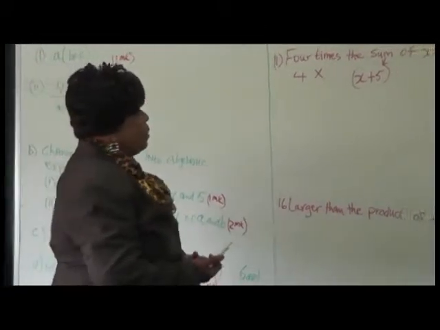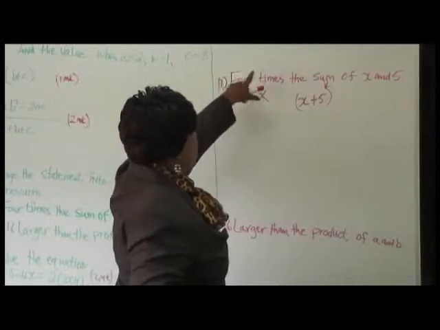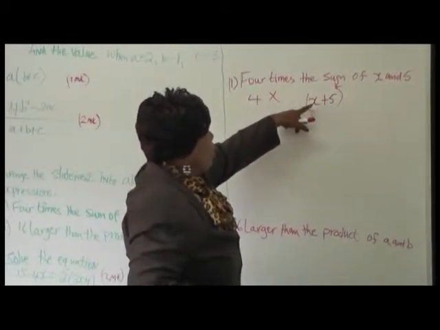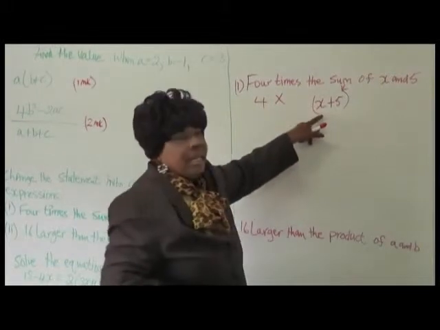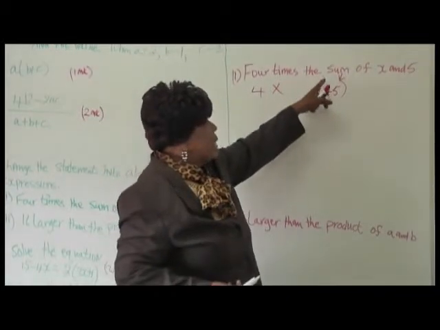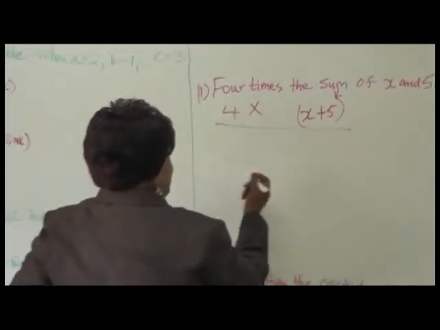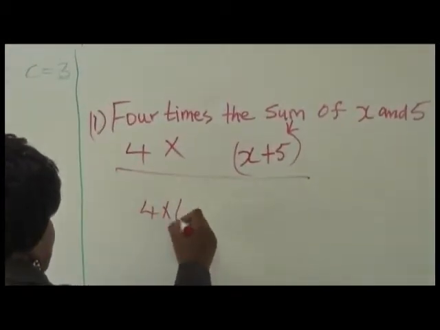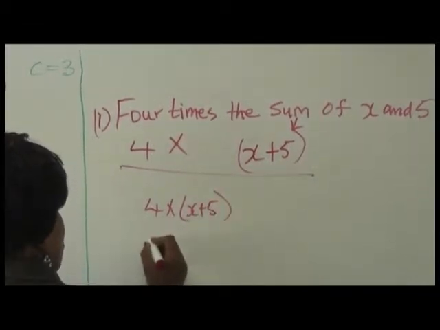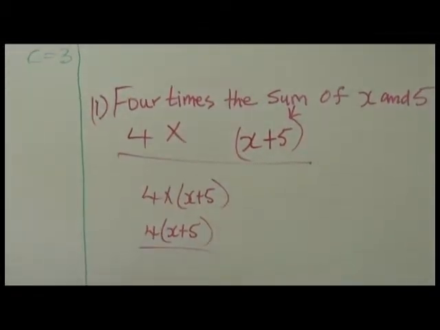But normally, when we see it in our standard English version, where they're asking you something like 4 times the sum of x and 5, they're asking us for an operation. And the operation involved with sum is addition. So we put them together. It is 4 times x plus 5, but we write 4 open bracket x plus 5. And that's the expression they're asking you for. That is it.